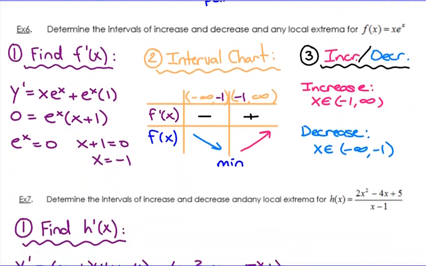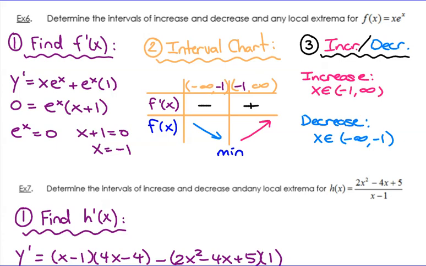Okay, so let's take a look at this one. Number 6. Determine the intervals of increase and decrease and any local extrema for a different function. So basically the same thing. Again, take the derivative, set it equal to 0. I'm sure you guys can pause this, by the way, and take a closer look at my work. This one you can't actually solve. So this one would be extraneous. We won't have an answer from that one, but we do get a critical number from this one.